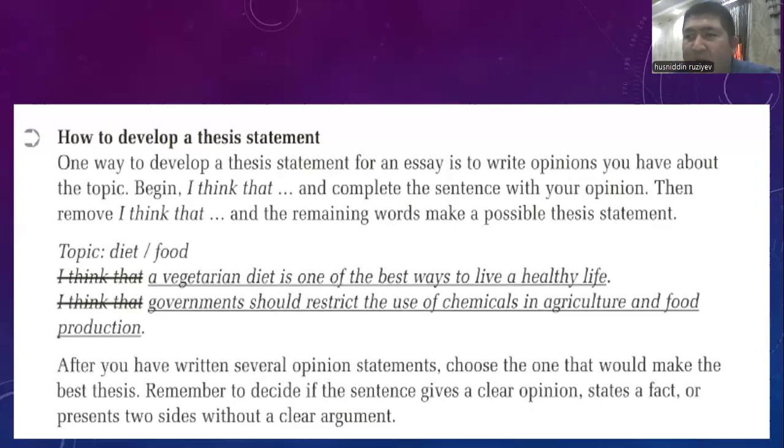I think that if you want to write a perfect essay, you should follow these rules. The first one, you should follow the structure of an essay: introduction part, main body, and conclusion. And then you should follow the format of an essay. And the last one, you should write and explain your thesis statement. This is the full information about your topic, the structure of an essay.